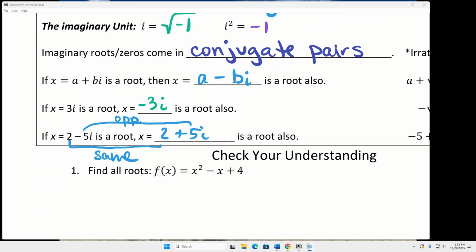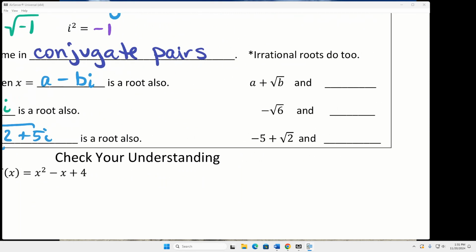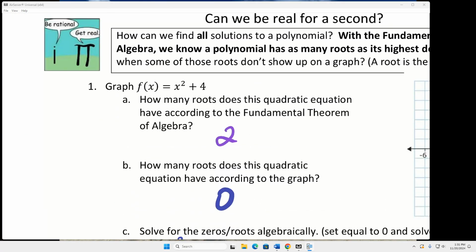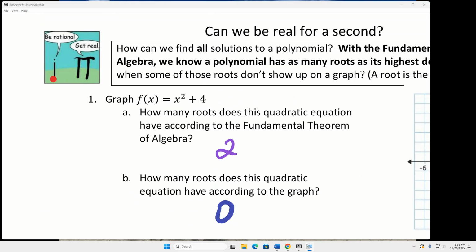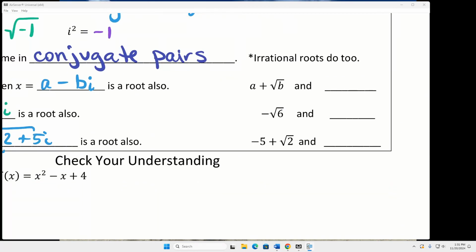All right, one other note is that irrational roots also come in pairs. So an irrational, and there was a joke on the front that I just kind of ignored. i is telling pi to be rational and pi is telling i to get real. But anyway, pi is an irrational number, but anytime you have the square root of a number that's not a perfect square, it is also an irrational number. And so they come in pairs also.